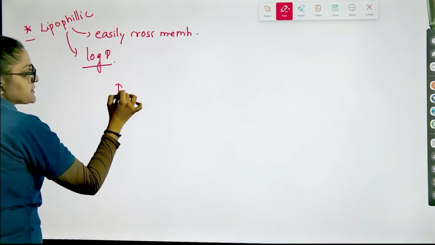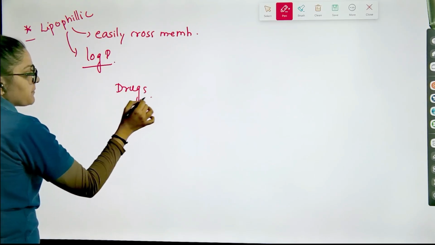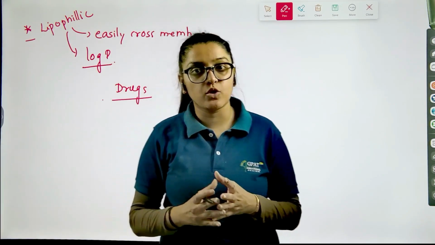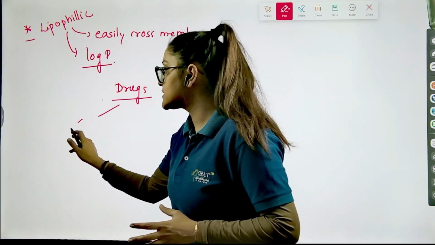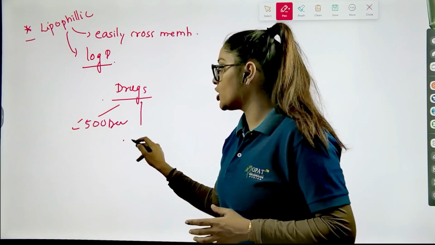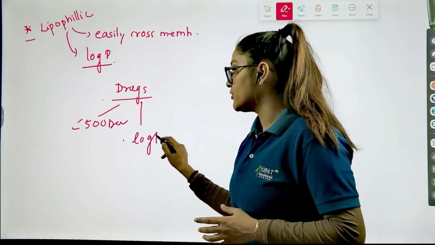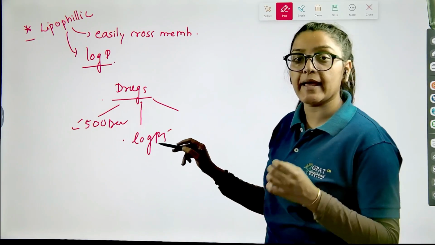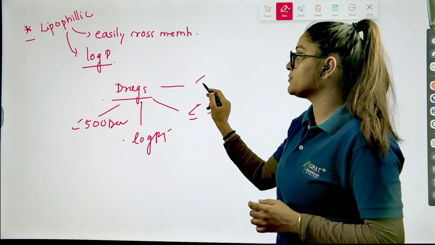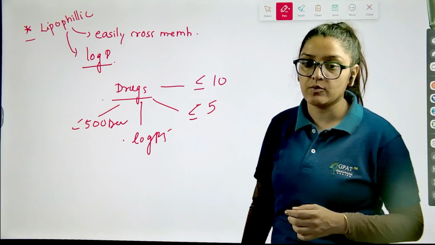So what are the basic drug characteristics which will make it more orally effective? Based on the Lipinski rule of 5, the size must be less than 500 Dalton. The log P must be around 5. Hydrogen bond acceptor should be less than or equal to 5. Hydrogen bond donor should be less than or equal to 10.